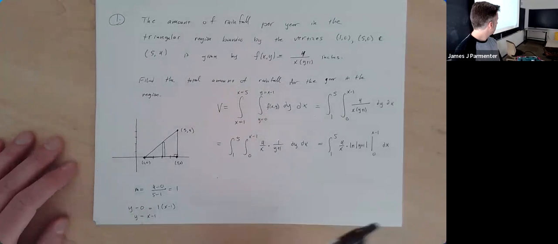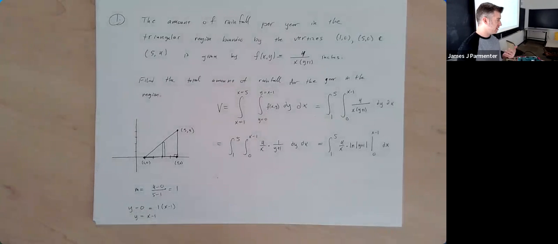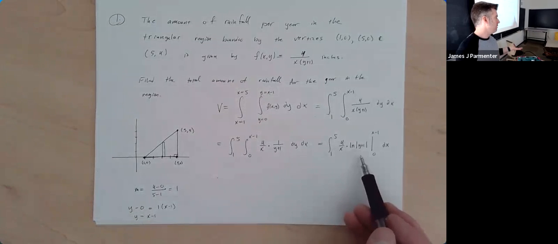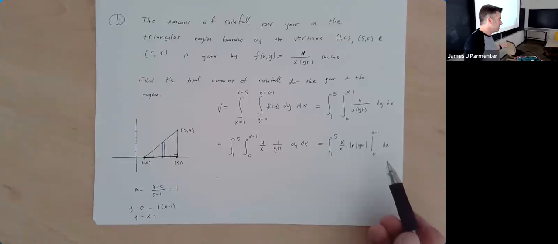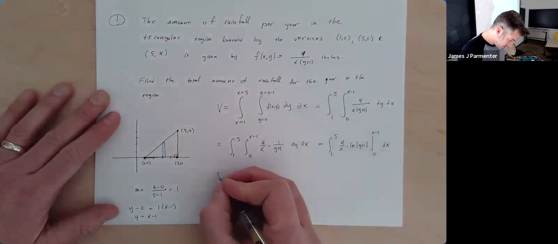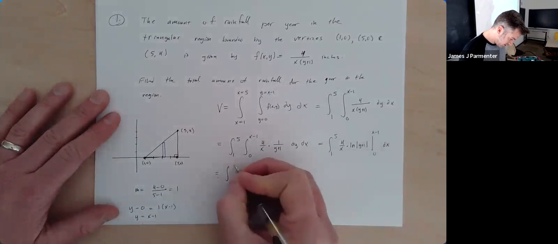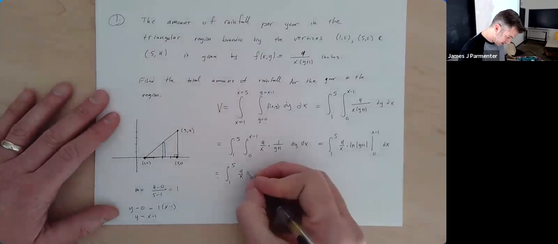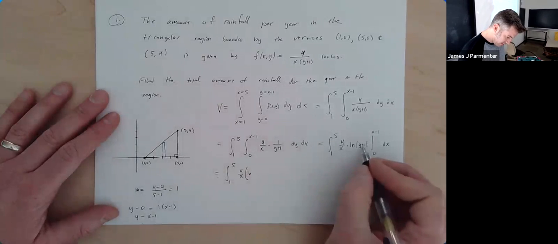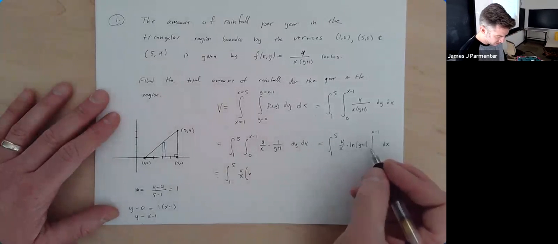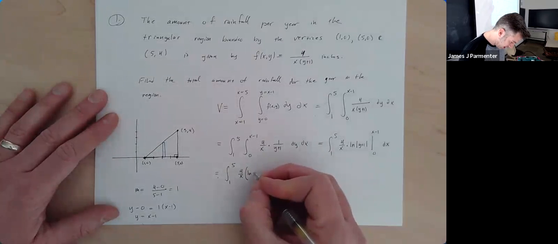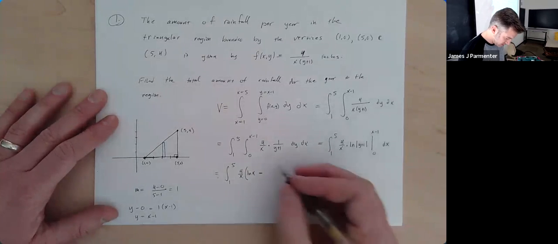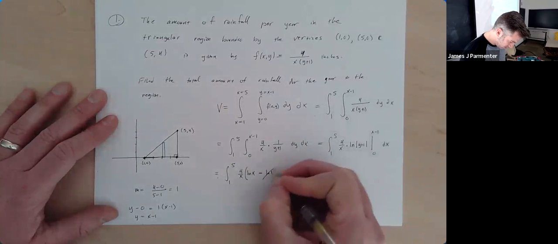Something I wanted to say here. You could get away without writing the absolute value here because y plus 1 is always positive, but it's totally fine to write the absolute value as well. We're going to plug in, and we're going to get the integral from 1 to 5 of my 4 over x. I'm going to have the natural log of x minus 1 plus 1, so that's just going to be the natural log of x, minus the natural log of 0 plus 1, which is just the natural log of 1, which is 0.